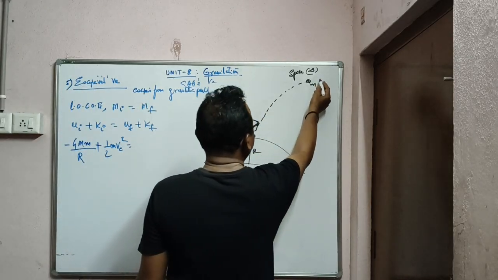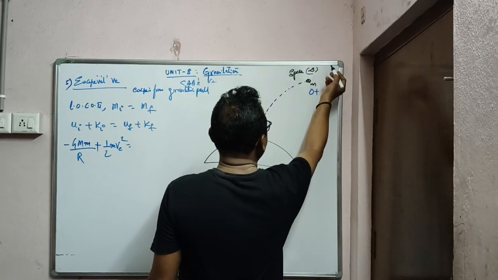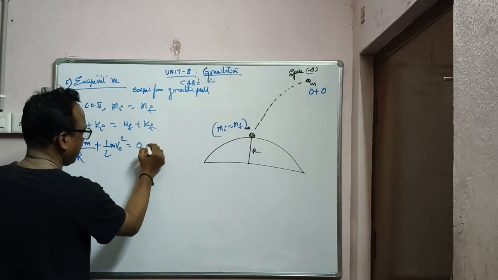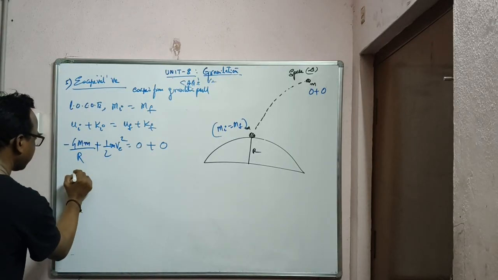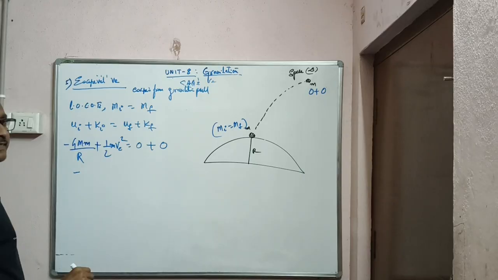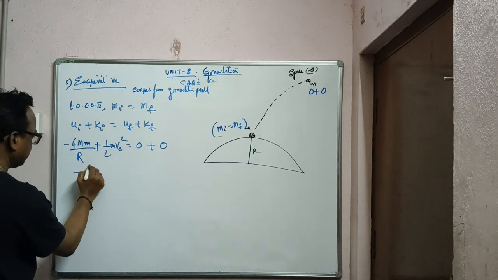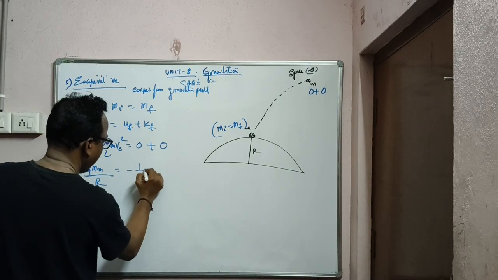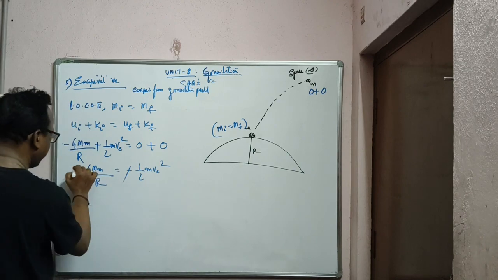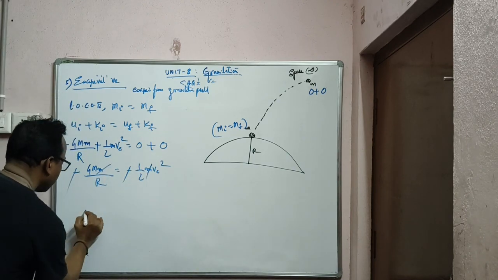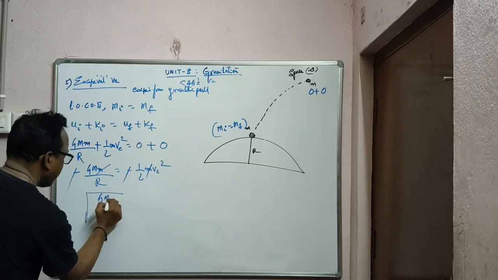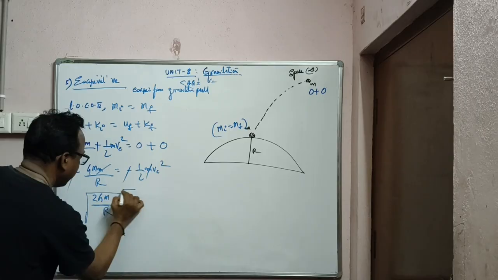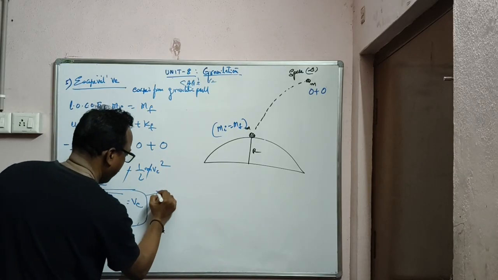Final potential energy, infinity there, so 0. Final velocity 0, so kinetic energy is also 0 after reaching the maximum position. So 0 plus 0, taken to the other side. I am applying the law of conservation of energy because the large distance is there. So G M m by R is equal to half m v square, m cancels. So this is always the correct formula: square root of 2 G M by R is equal to V E. This is always right.